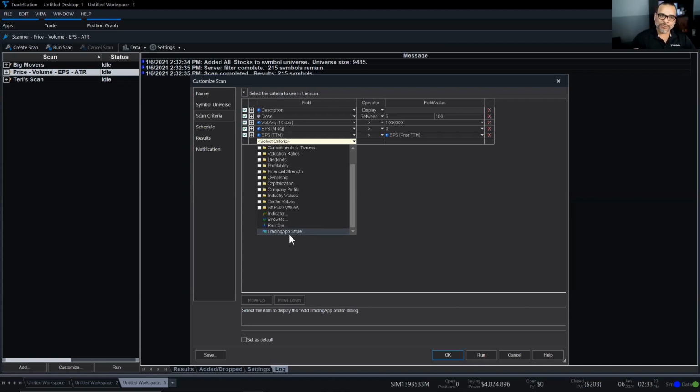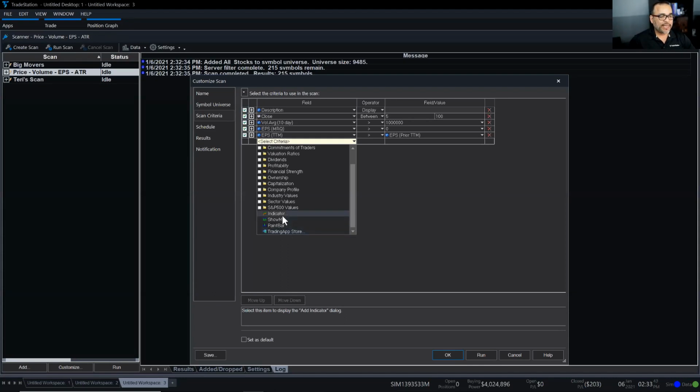EasyLanguage is what drives every technical study and every strategy inside of TradeStation. So if you're able to write EasyLanguage, you're able to put any custom criteria into the scanner to look for stocks that are meeting a specific behavior. Okay? Let me do that right now.